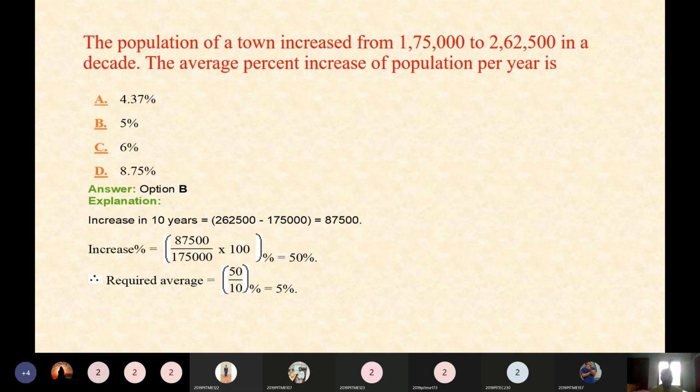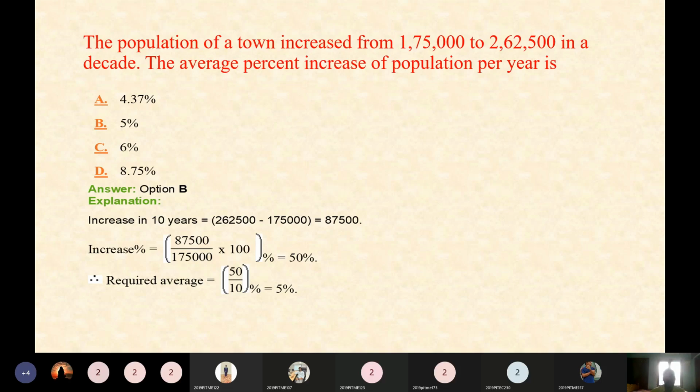So what is the population increase per year? They said the initial population is 1,75,000, which increased in the last 10 years to 2,62,500 in a decade. But they're asking the average percent increase of population per year. So what you do is first get the population increase in the last 10 years.